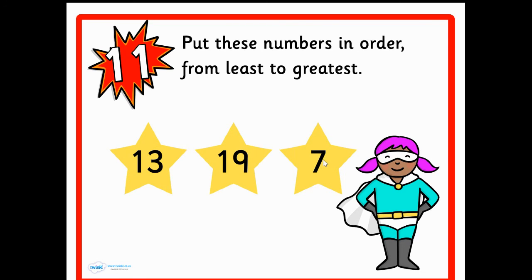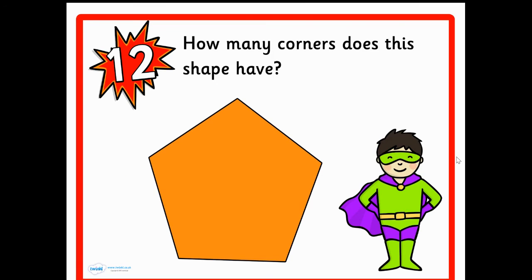Then let's count on 7, 8, 9, 10, 11, 12, 13. 13 would come next. 13, 14, 15, 16, 17, 18, 19. That's right, 19 would be the greatest number. So 7 is the least, then 13, then 19 is the greatest.